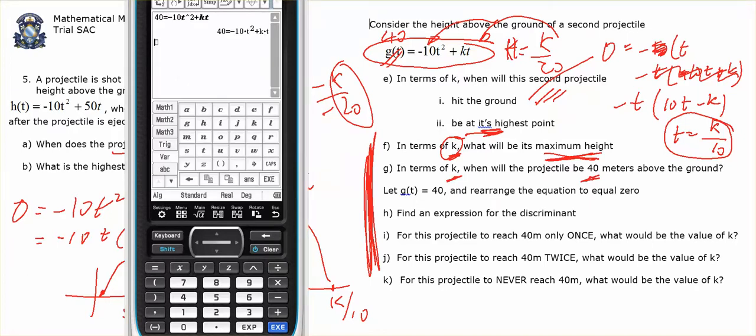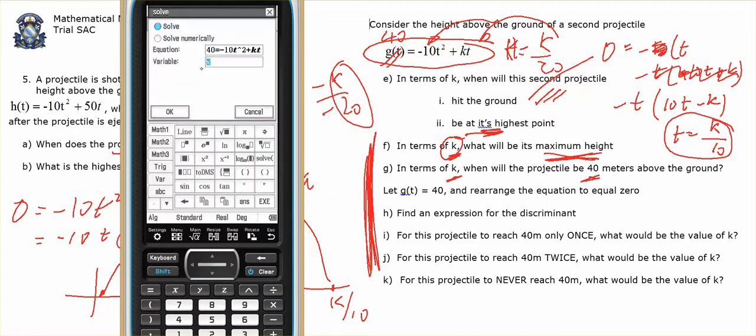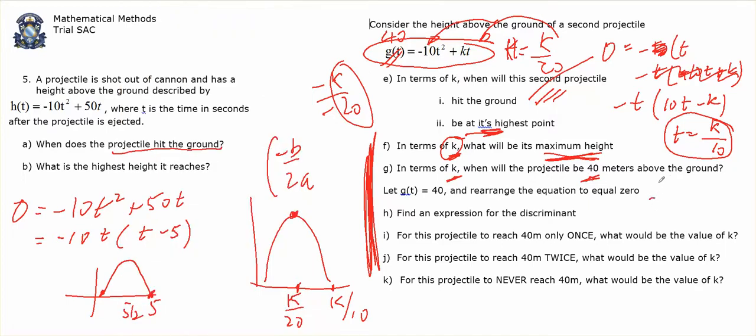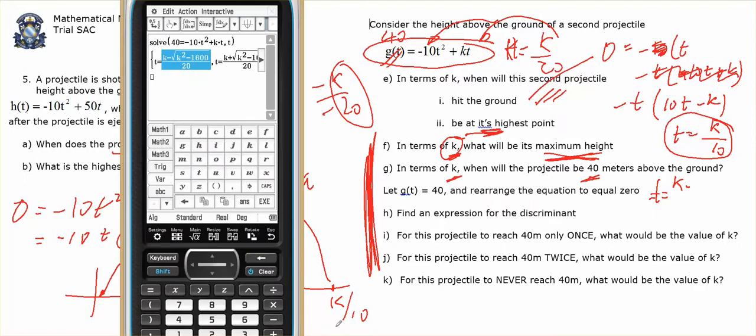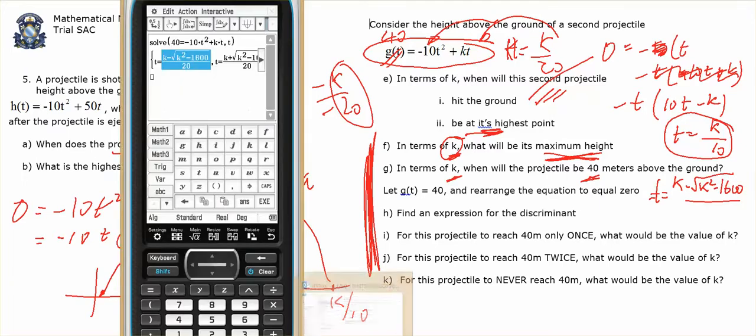Okay, so I've typed it in my calculator. If I'm going to select this, interactive, advanced solve, solve for t, the time t, and that's going to be my answer in terms of k. So in terms of when the projectile is above the ground, well, it's going to be t equals k minus the square root of k squared minus 1600 all over 20.